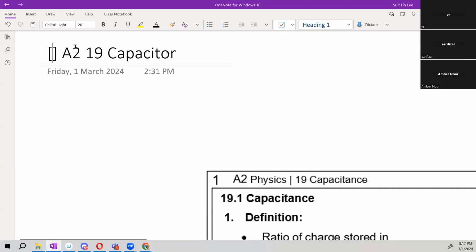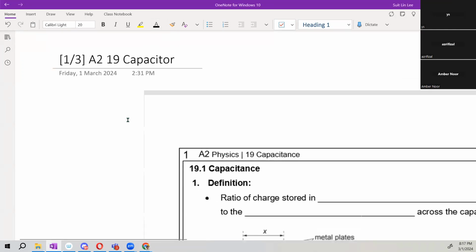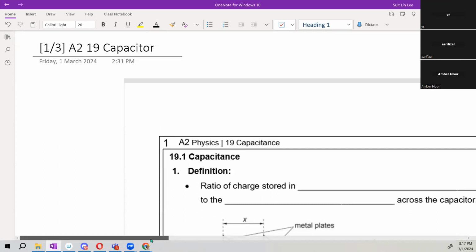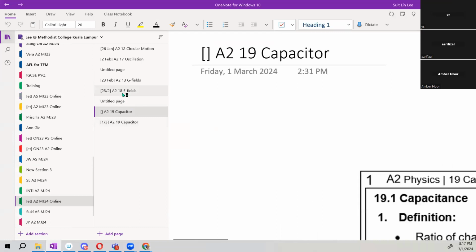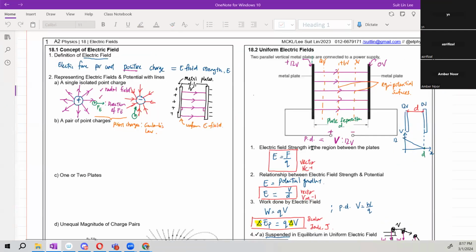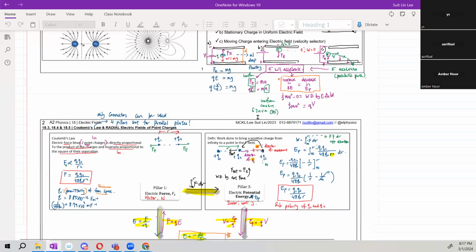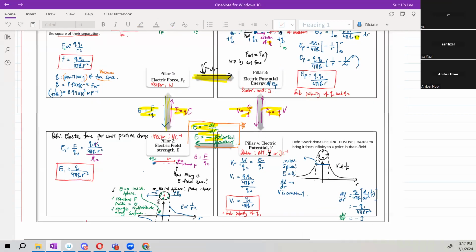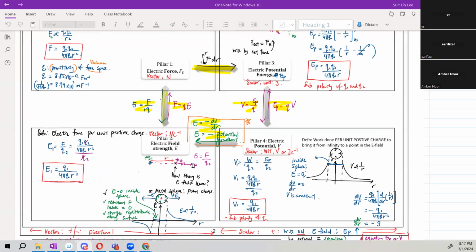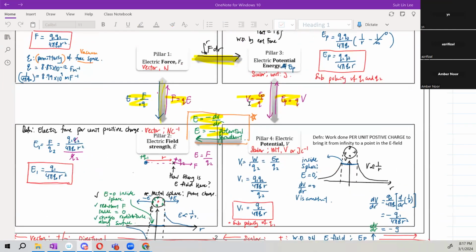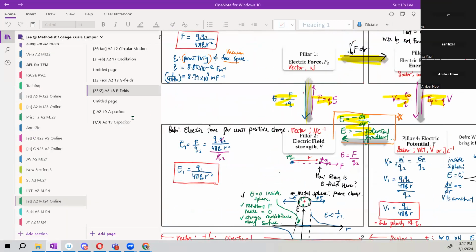All right, so previously we looked at electric fields, and electric fields is essentially just a study on how charged particles interact with each other. And we specifically focus on the parallel plate and also the four pillars. Okay, so it's important to also think about how the pillars connect to each other. So feel free to refer to the recording for that.